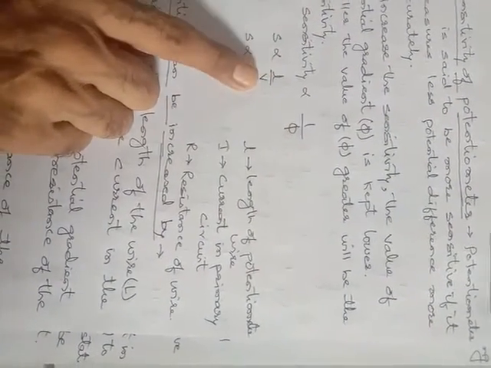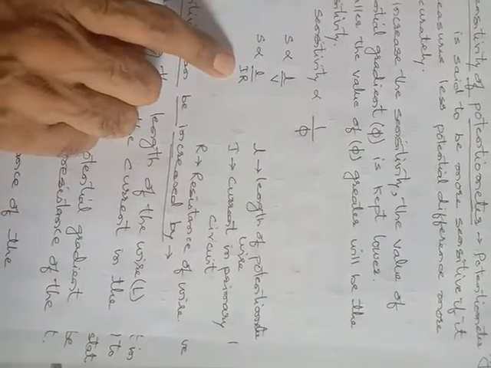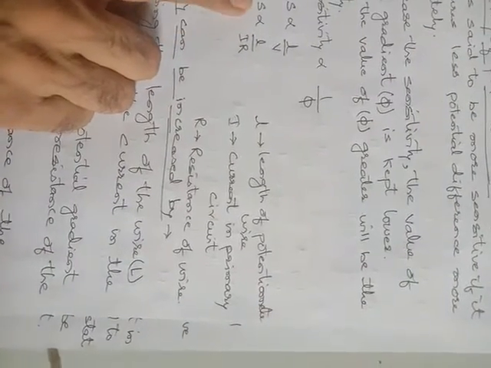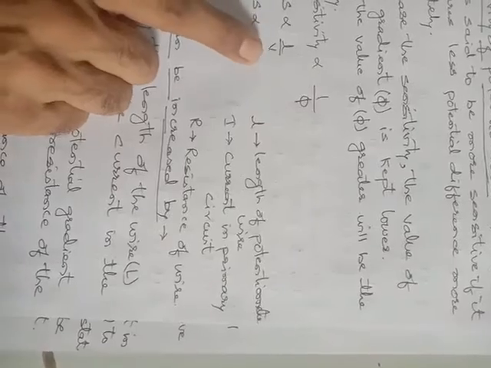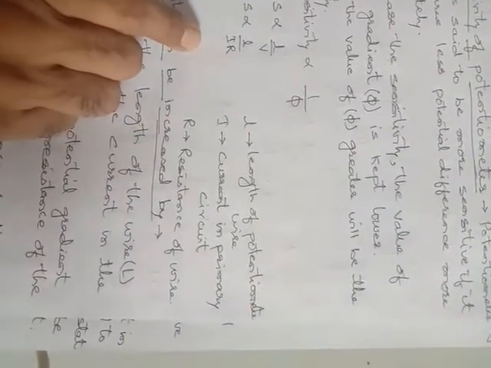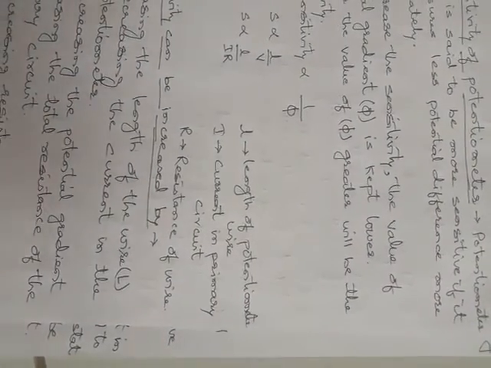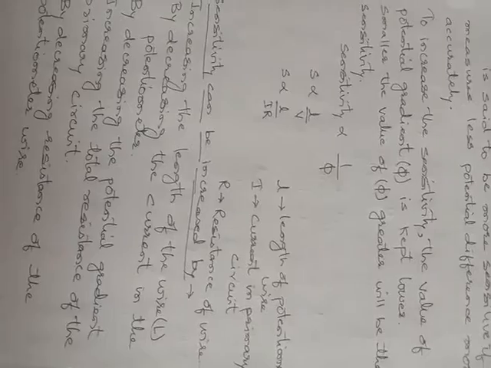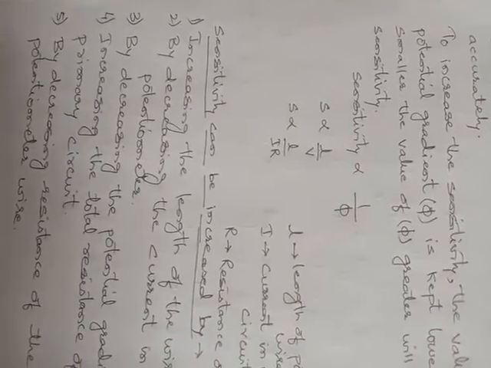What is V? V is the potential. So potential can be written as I into R. So to increase the sensitivity, I have to increase the length of the wire, I have to decrease the current, I have to decrease the resistance. Clear? Next, sensitivity increase करना है पोटेंशियोमीटर का, तो क्या है? We have to increase the length of the wire.